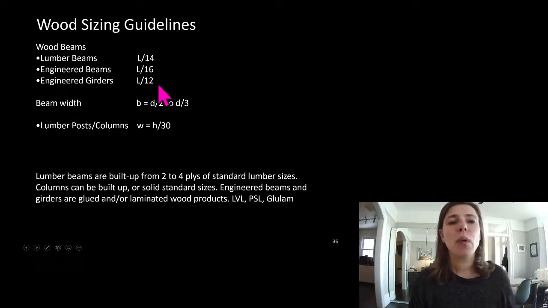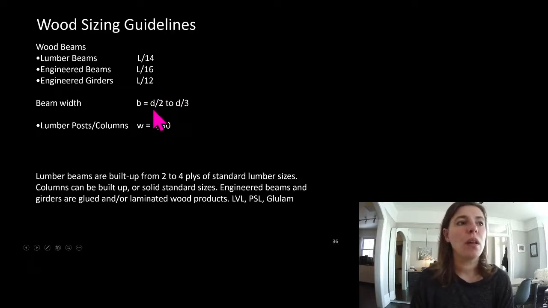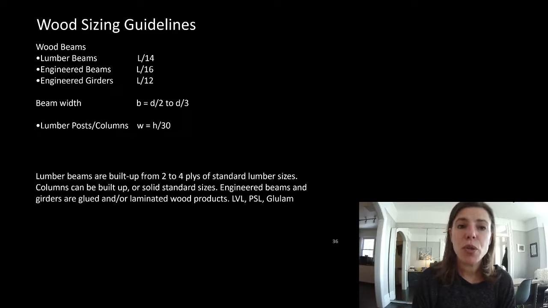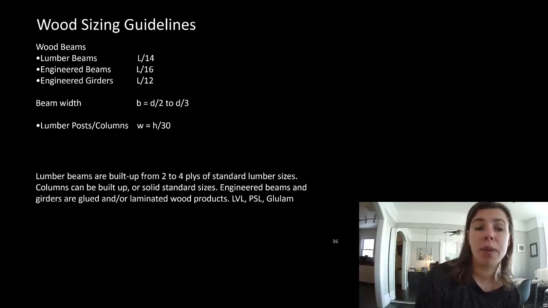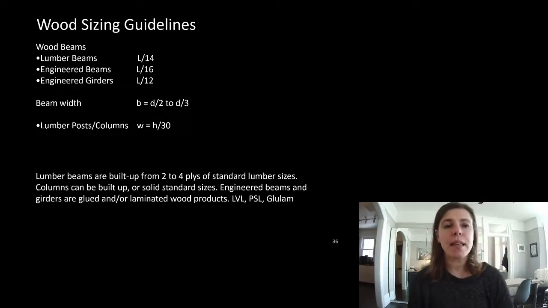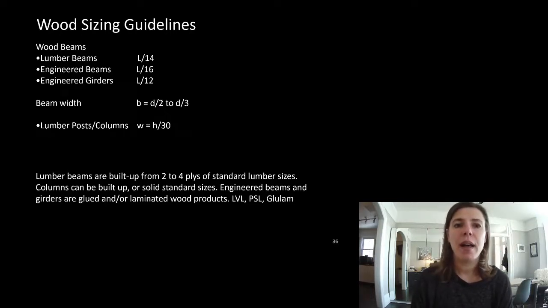Beam width. We're going to use a very loose rule of D divided by 2 to D divided by 3. This is important because our beams, if we're doing built-up materials, are going to be so many plies. And this is going to help us pick how many plies of wood we want to draw on our preliminary set. Again, we're accepting that final engineering is going to govern it all. So these are our preliminary sizing guidelines that we're talking about.